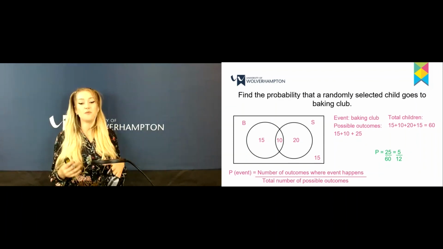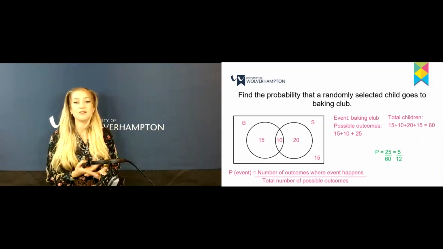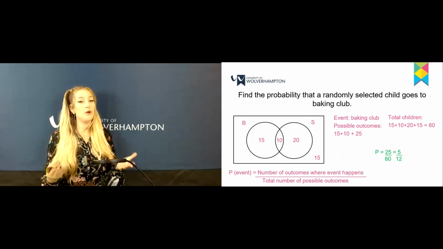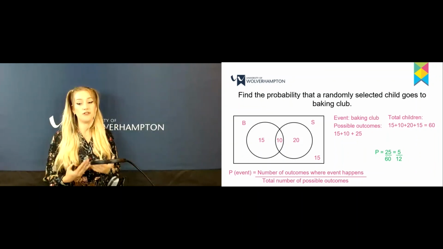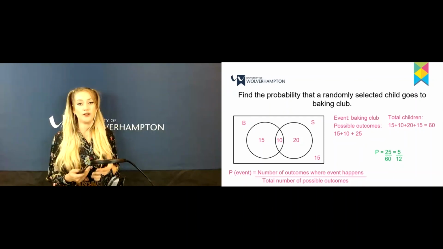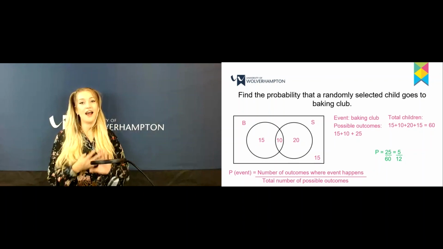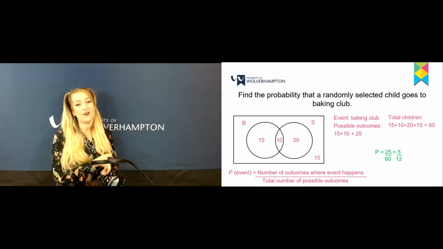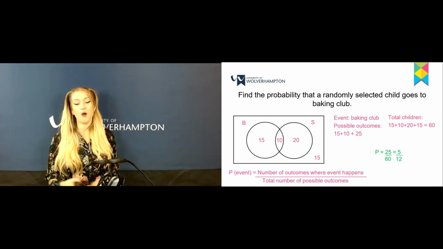If we then add up all those that go to baking club, singing club, both and no club, we get our total number of children, which is 60. So the probability that we'll choose a child that goes to baking club is 25 over 60, and simplified, that is 5 over 12. And we've done that using the formula below.